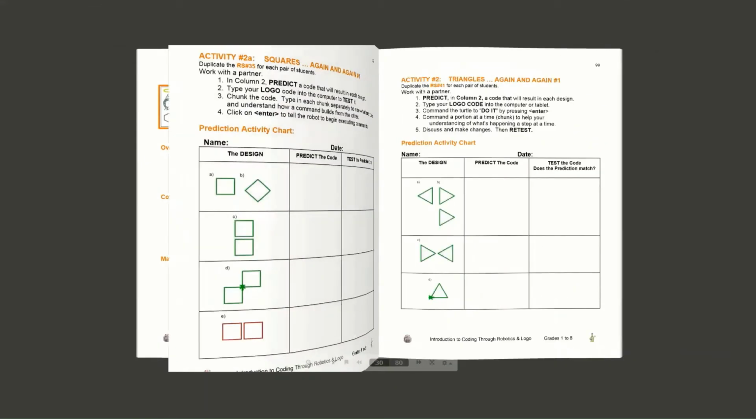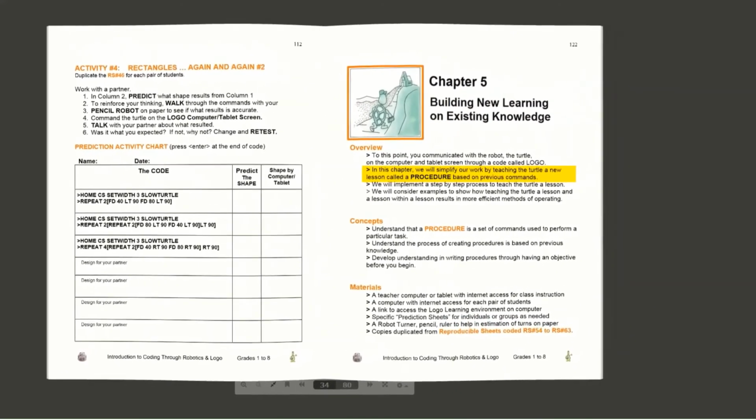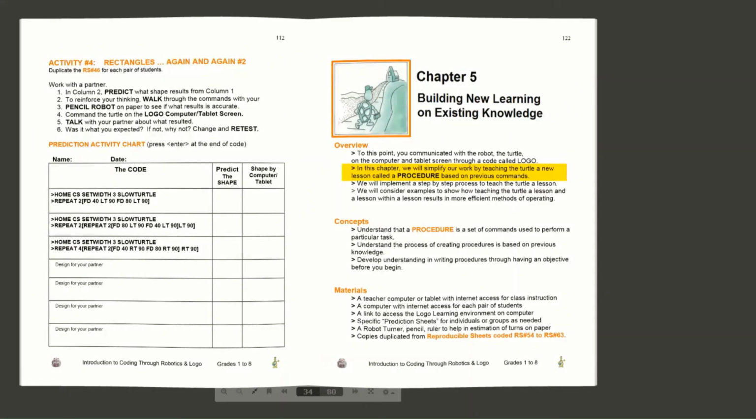We will now explore the exciting potential of the computer language Logo in building new learning on existing knowledge. We investigate the following concepts in the ebook. In Chapter 5, we will simplify our work by teaching the turtle a new lesson called a procedure, based on a previous command. Note the graphics at the top of page 122. The turtle is taught lessons. It goes to school. We will give an overview in the examples that follow. We suggest that you and your group use the ebook for more steps to help in discussions leading to understanding.